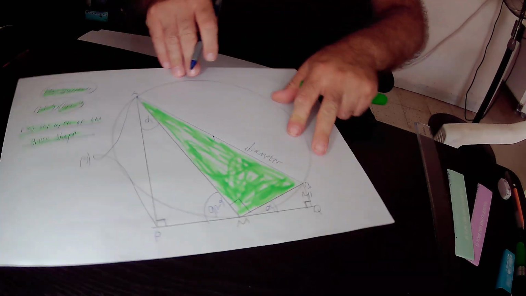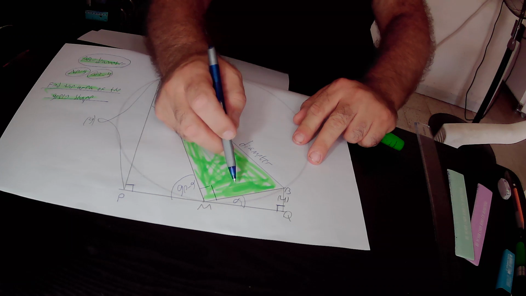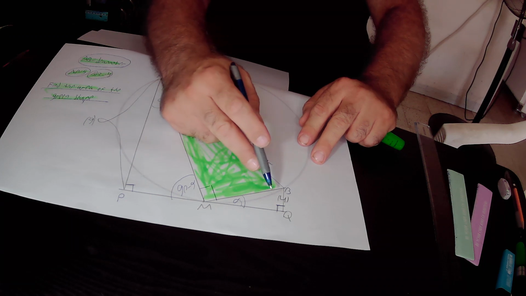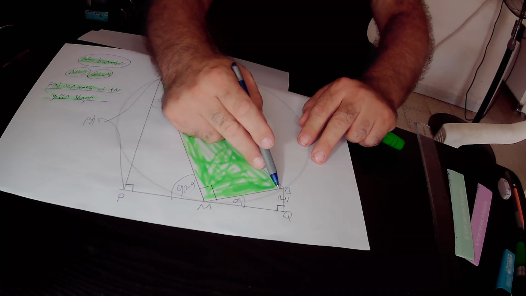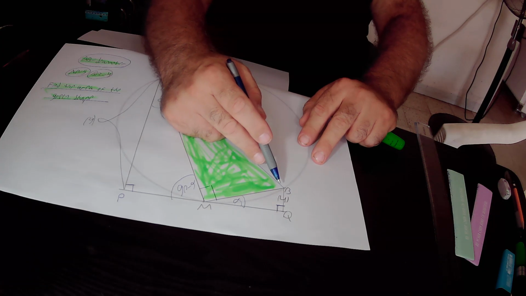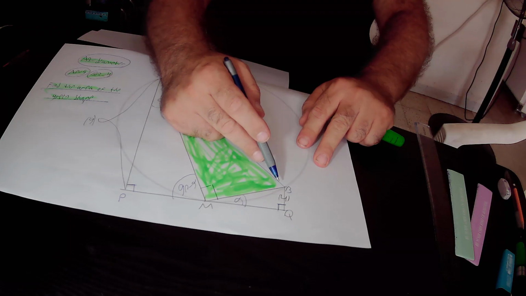So, in the small right triangle BMQ, this angle equals alpha, this angle equals 90 degrees, and therefore this angle must be equal to 90 degrees minus alpha, according to the rule that the sum of the angles in any triangle is equal to 180 degrees.